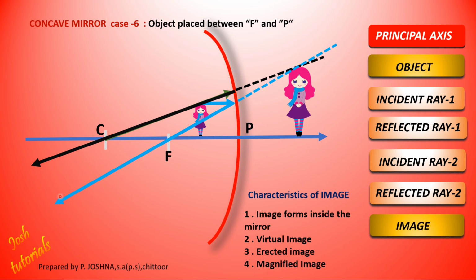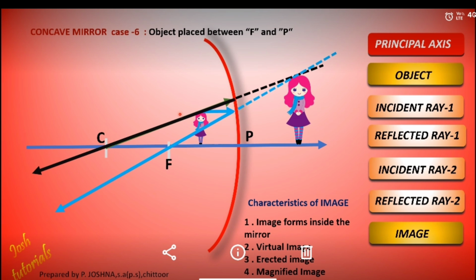Inside the mirror, and it is an erect image and it is magnified. The image forms inside the mirror. It is virtual. We can see it through the eyes, and it is an erect and magnified image. From this I am ending. I am thinking that you are able to draw all the images with the learned two rules itself.